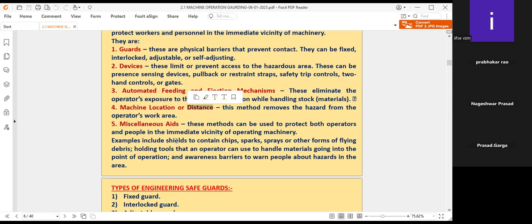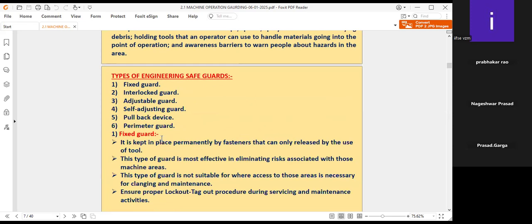For example, if you take the types of engineering safeguards, one is the fixed guard. These are all the safeguards you know, but as per the subject criteria, we need to discuss them. Therefore: fixed guard, interlock guard, adjustable guard, self-adjusting guard, pullback device, and perimeter guard. These are six types of safeguards we call.